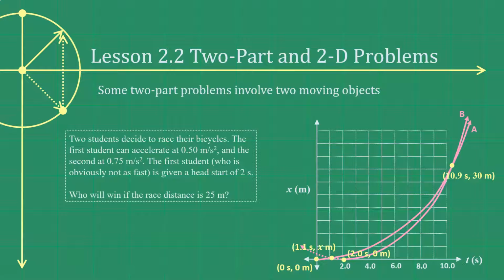Who will win if the race distance is 25 meters? Well, the students don't pass one another until 30 meters. So that means that student A is still ahead at that point, and student B is just starting to gain on student A, almost passing, but student B needs an additional 5 meters to pass student A. So student A is going to win the race at 25 meters. If the race were longer than 30 meters, student B would have won.